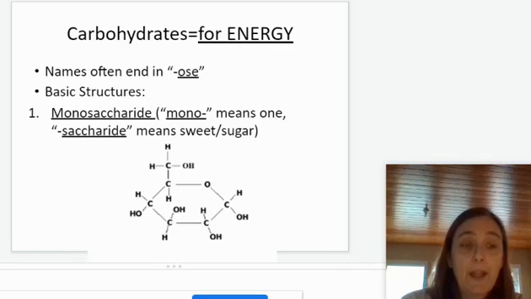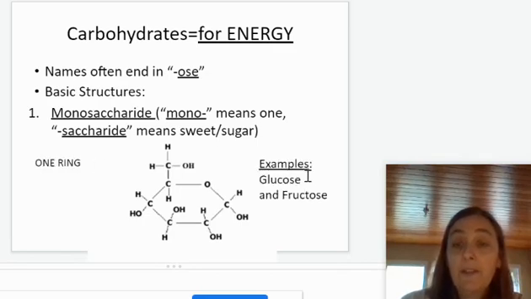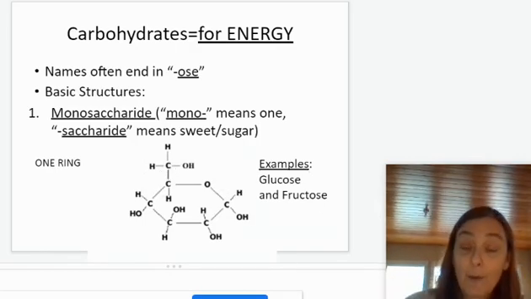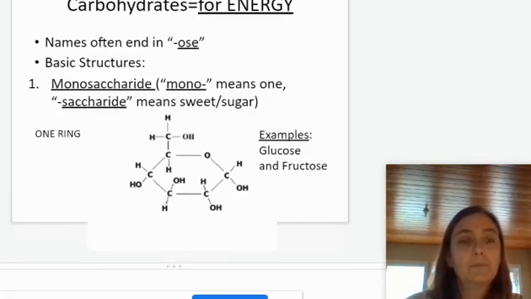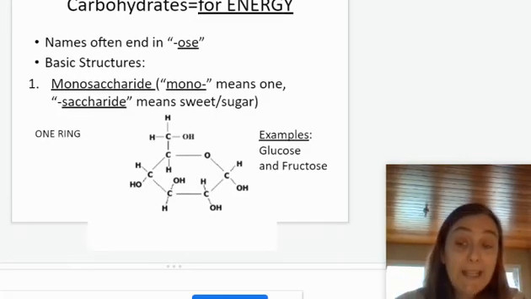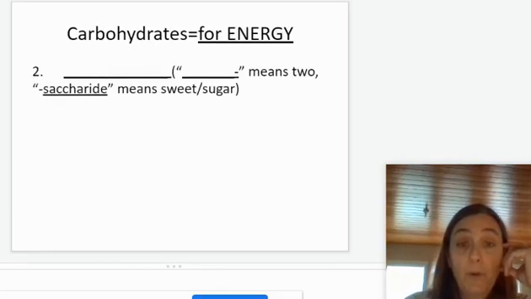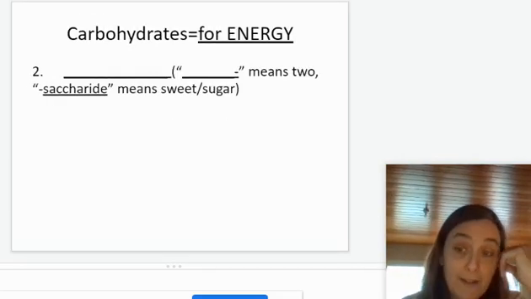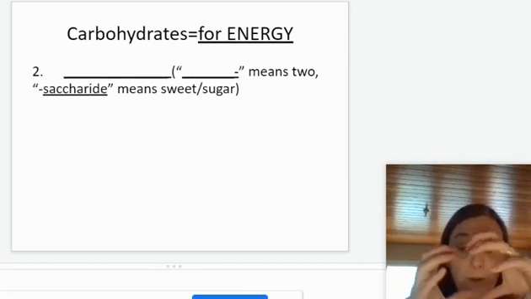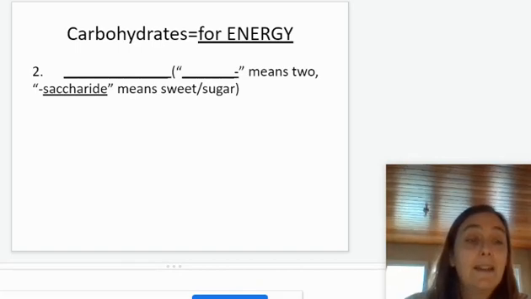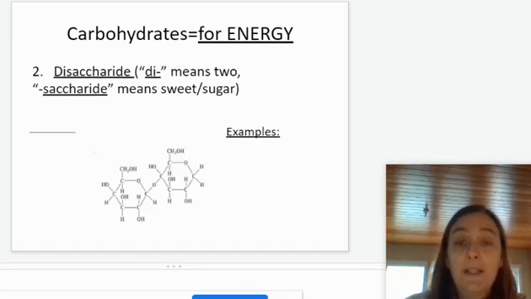Some examples, and the most important one is glucose. Glucose right here. Fructose is another one ring carbohydrate. So it has one ring, it's called a monosaccharide. If we take two of those rings and hook them together, we are going to have a what saccharide? What prefix means two? So monosaccharide was one ring. A disaccharide means two rings.